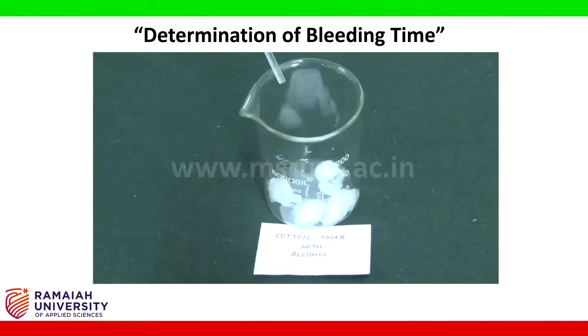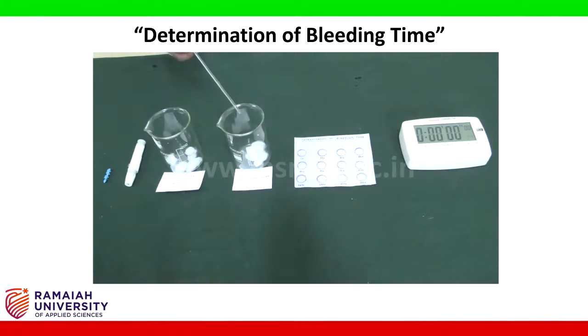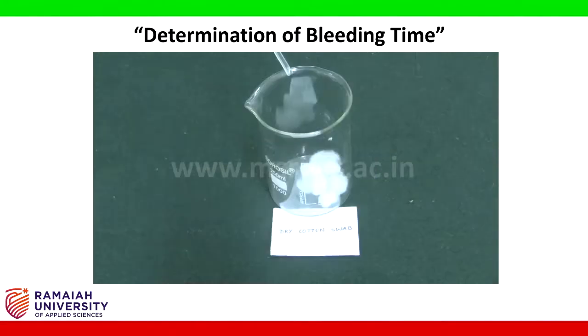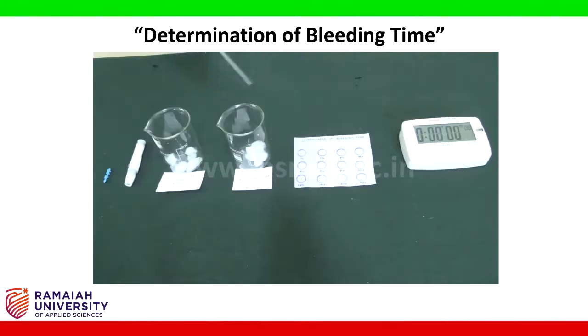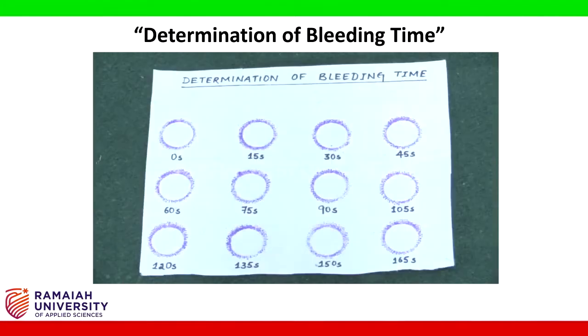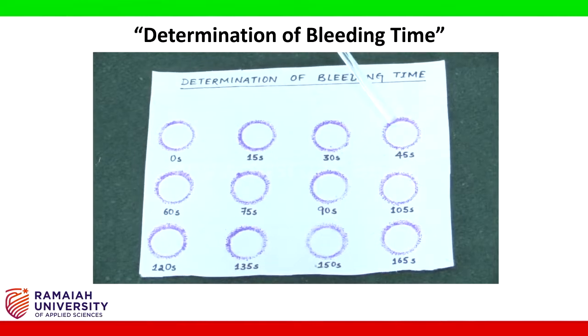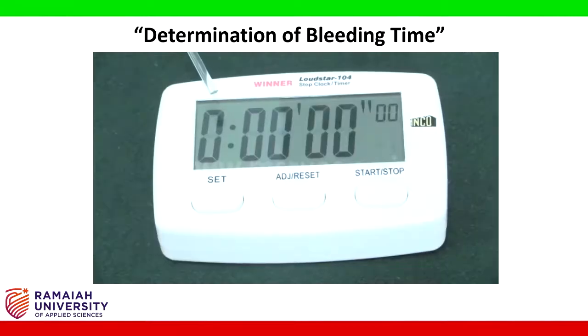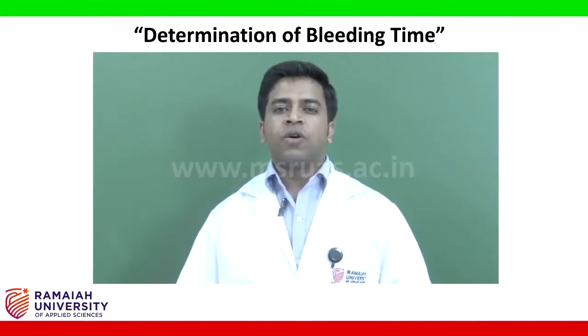Cotton swab with alcohol to sterilize the finger bulb. Dry cotton swab to remove the excess of alcohol. Filter paper with the following markings. Filter paper, which consists of the title of the experiment and markings for every 15 seconds interval, and a stopwatch to measure the time. Now let us start the bleeding time experiment.